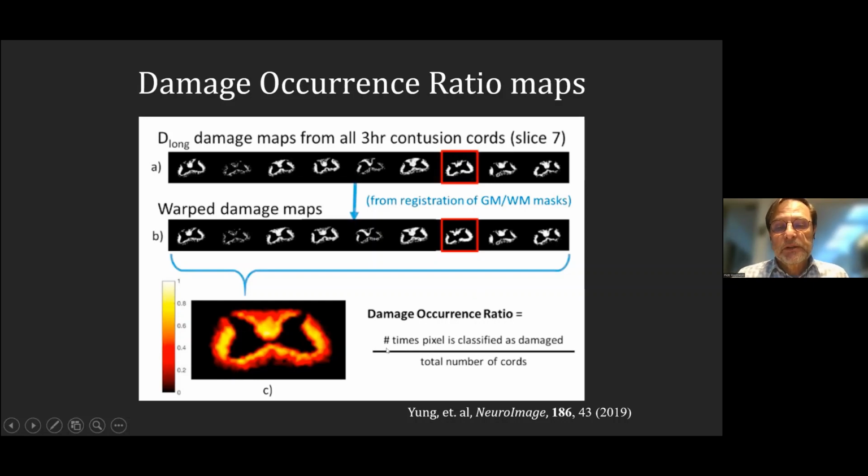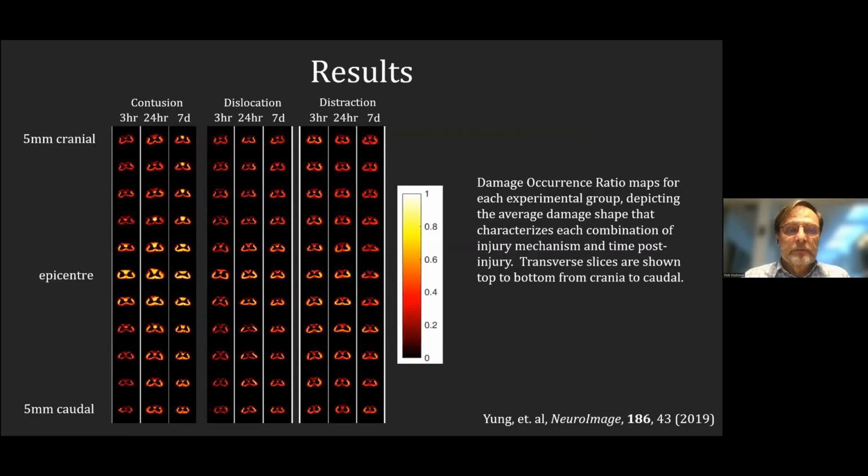So the damage occurrence ratio is essentially the number of times that this pixel is classified as damaged, standardized to the total number of cords. Here's the main result of this. We can look at the contusion at different time points, at different locations, dislocation and distraction. And just by looking at this, we can see that there are quite significant differences in the severity, the location of the damage, and the timing of it. We can see very nicely how this injury spreads over time in the contusion case, and it spreads mostly to the cranial side and mostly in the dorsal column and so on.